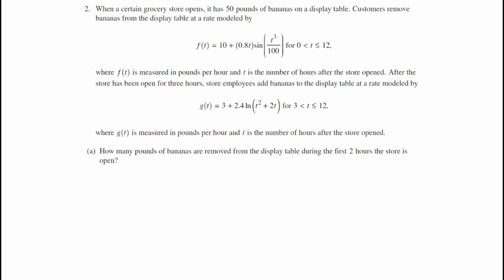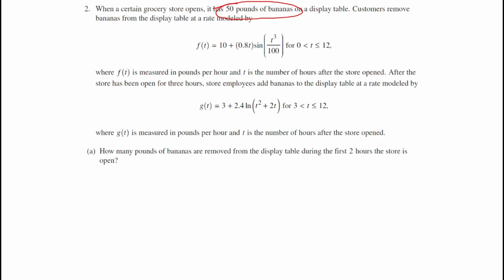Oh, right. This is question number 2 from the 2017 AP Calculus AB exam. It's what I call a rate FRQ, right, where they give you some function that represents some rate. We've got a grocery store opening. It has 50 pounds of bananas on a display table. Make a note of that right away. That's our initial condition, right? T equals 0. We have 50 pounds on the table.